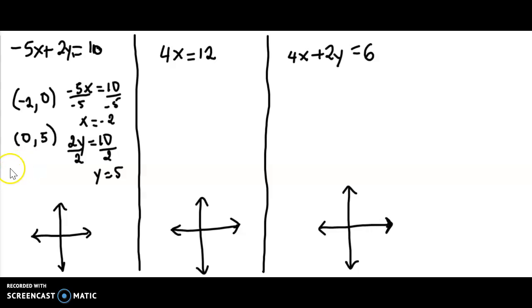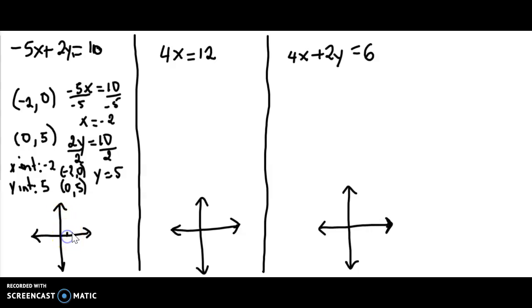Now, if they ask me for the x-intercept, I would say the x-intercept is negative 2, but if I want to put it as an ordered pair, I would put negative 2, 0. If they ask me for the y-intercept, I would say that the y-intercept is 5, but if they want me to put it down as an ordered pair, I would put 0, 5. So this is an easy method for me to graph the line.